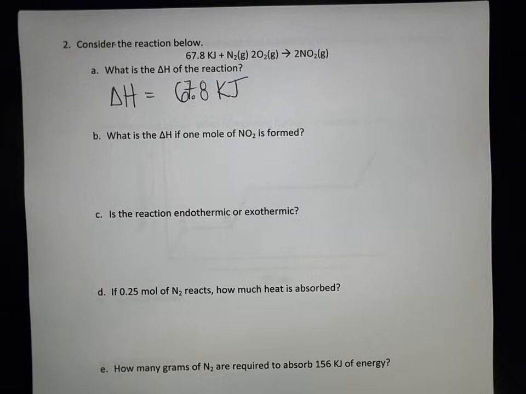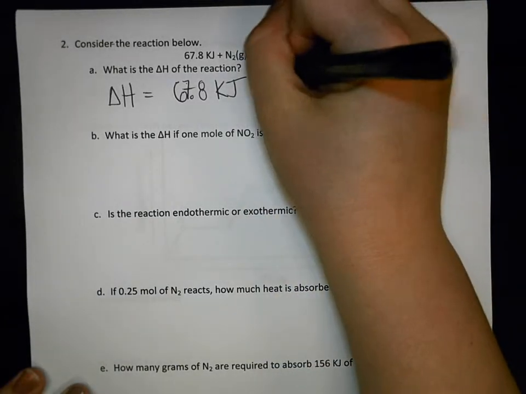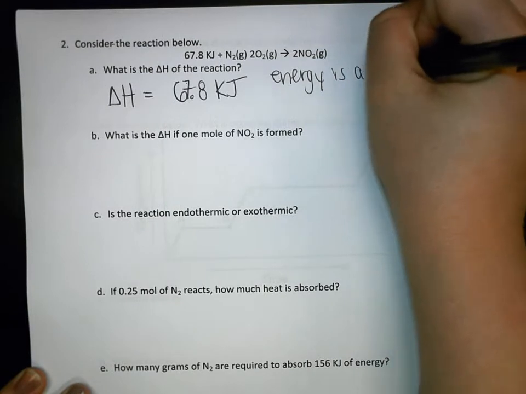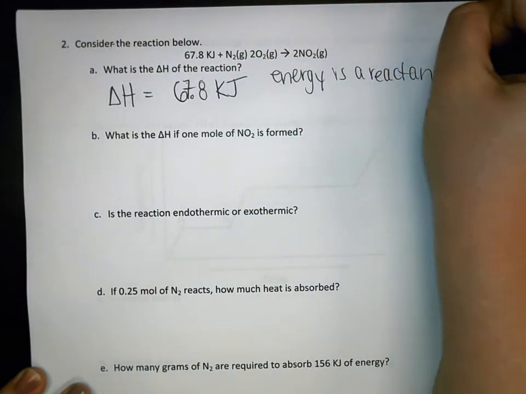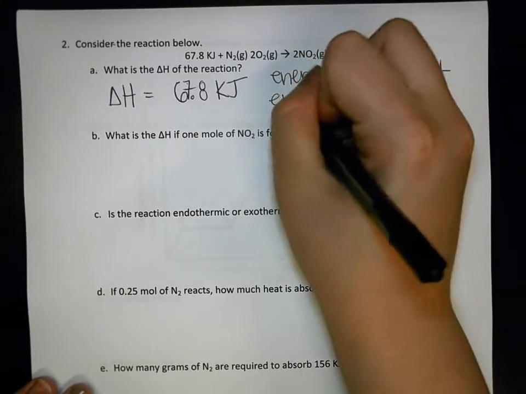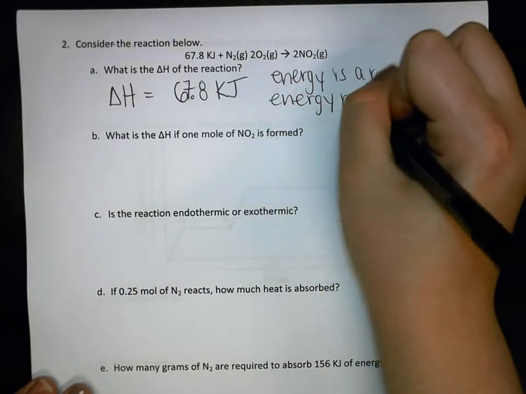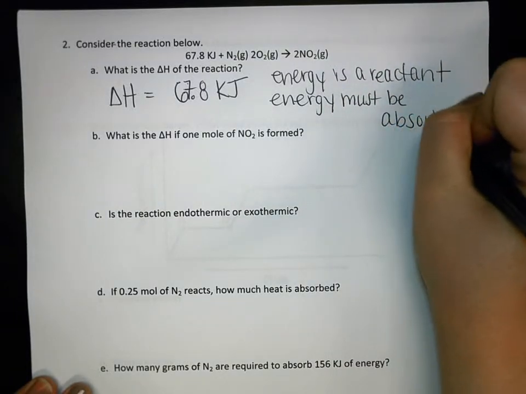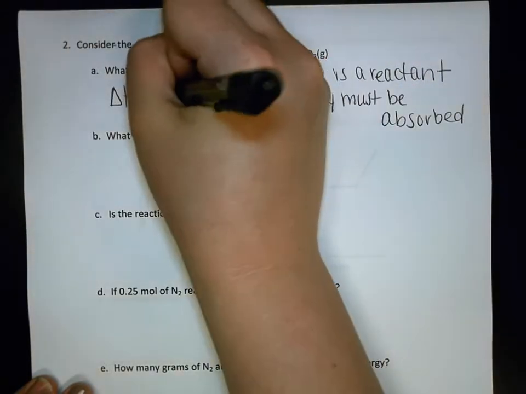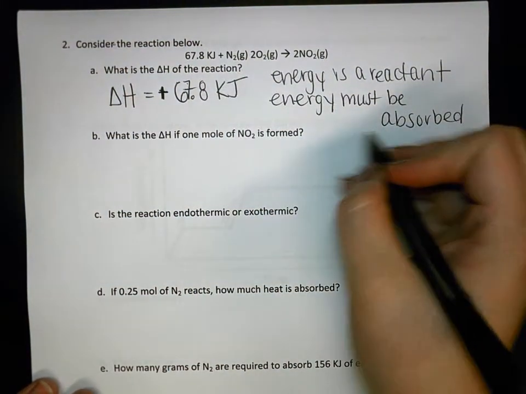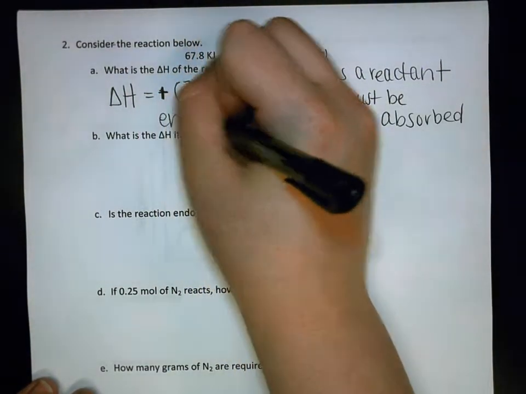So the energy is a reactant, which means that in order for this reaction to occur, energy must be absorbed. So in this case, it's going to be a positive 67.8 kilojoules. Energy is absorbed, which means endothermic.